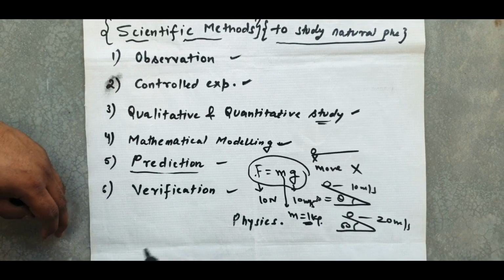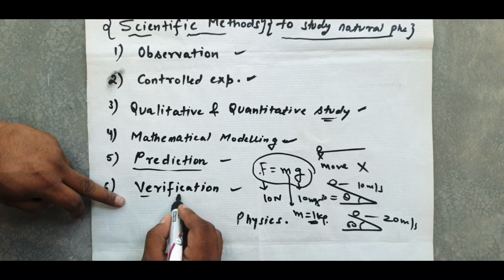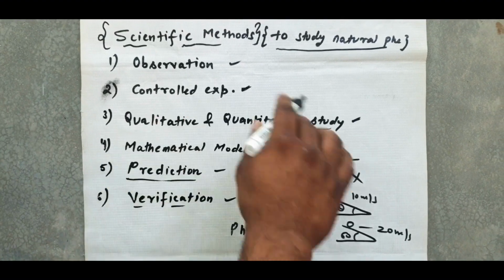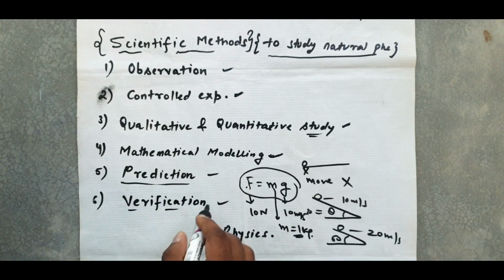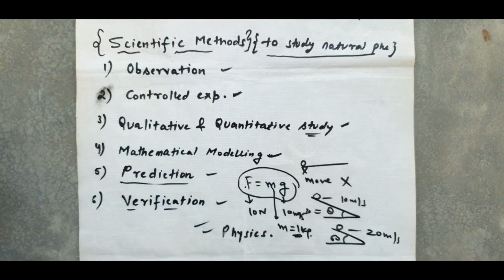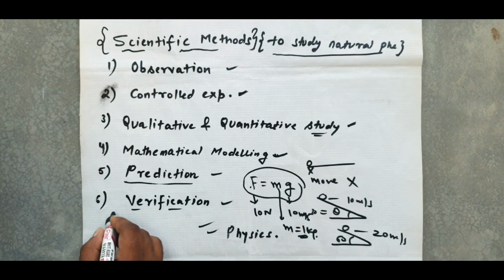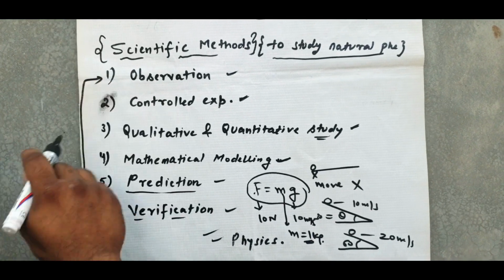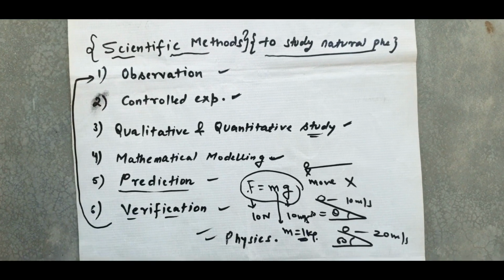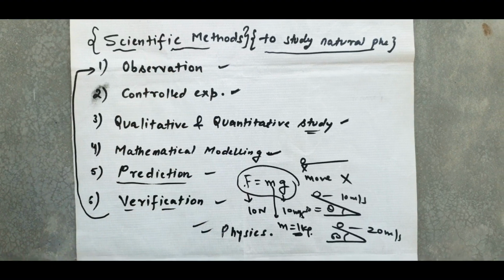Earlier we have done the prediction, but after this we do the verification. If all the things are correct, then this becomes our scientific method, and if any of them is incorrect, then again we move to step number 1 and do the process again and again. So this is the scientific method in physics.